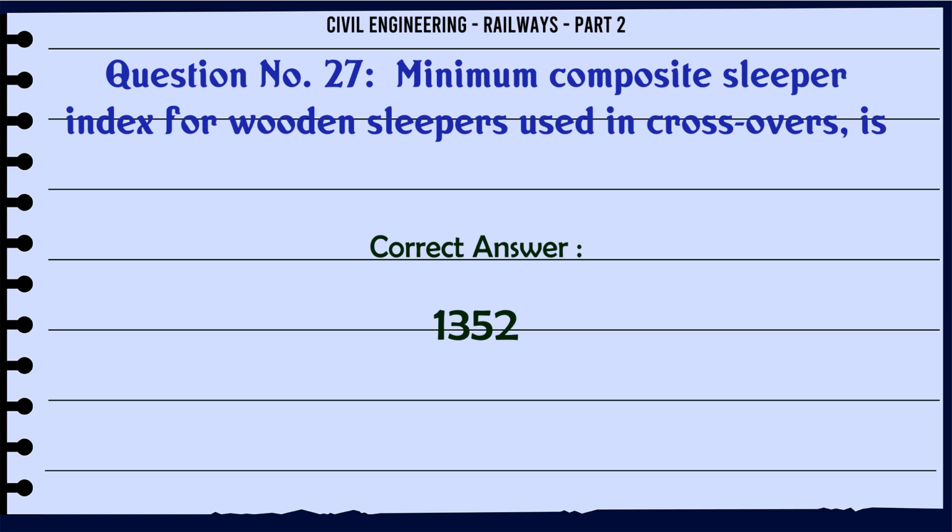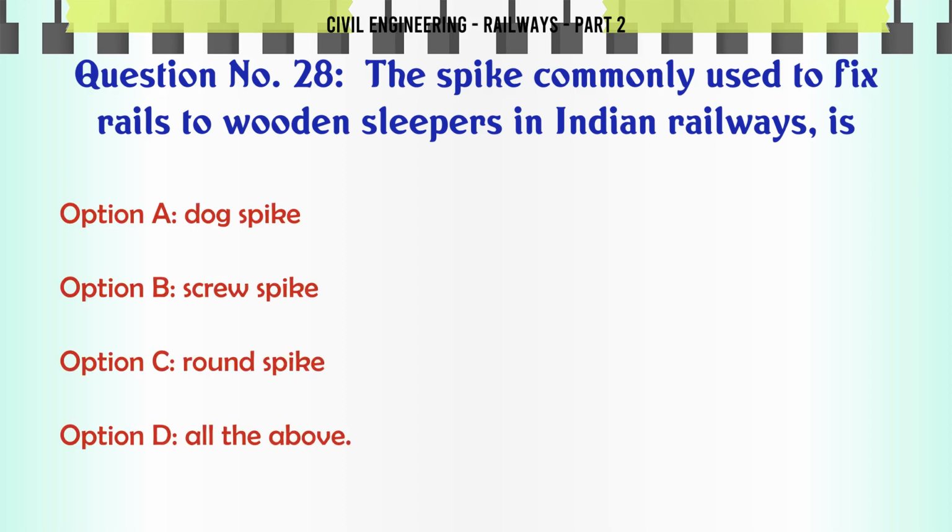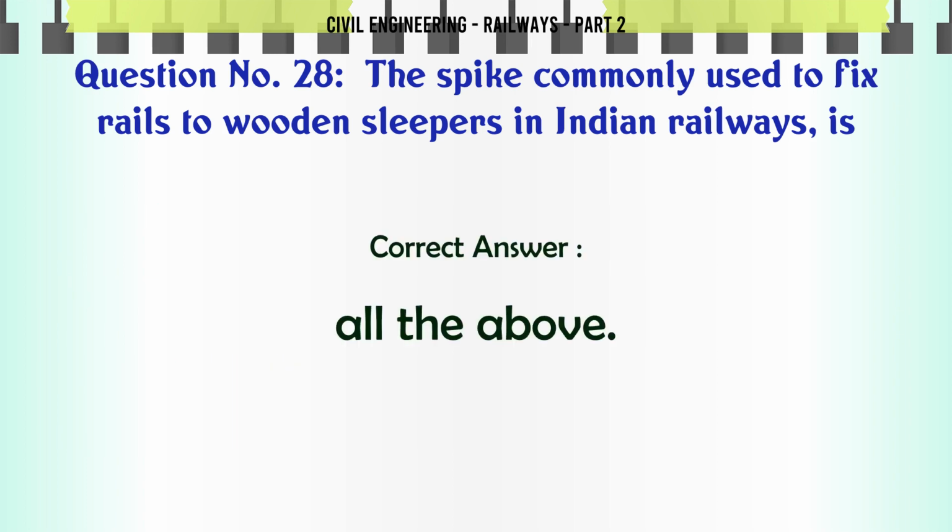The spike commonly used to fix rails to wooden sleepers in Indian Railways is A. dog spike, B. screw spike, C. round spike, D. all the above. The correct answer is all the above.